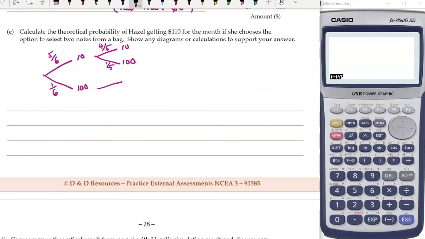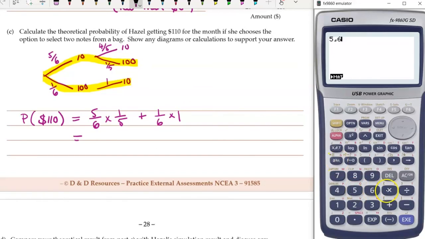If she picked 100 first, she could only get a $10 note. So that would just be a chance of 1. So the probability of getting $110 can only be done by doing a $10 and 100 and then 100 and a 10. So we'll add those two together. So the top branch is like this, and then we add on 1/6 times 1, but times by 1 doesn't change anything. All right, so 5/6 times 1/5 plus 1/6 is equal to a third.